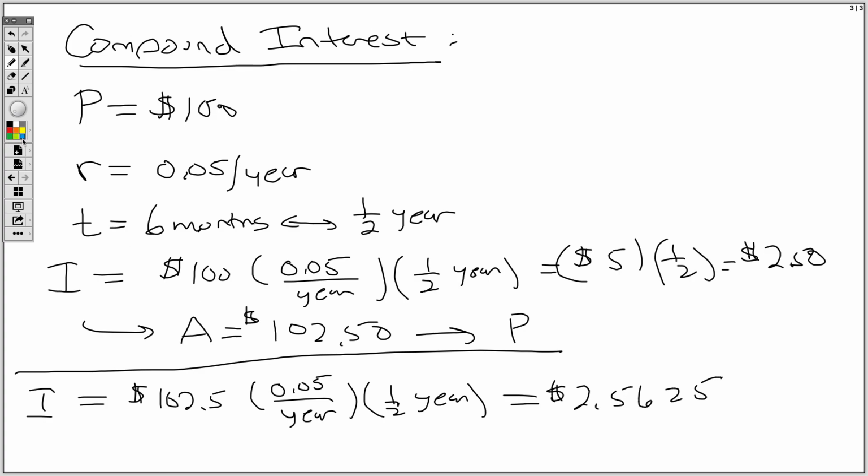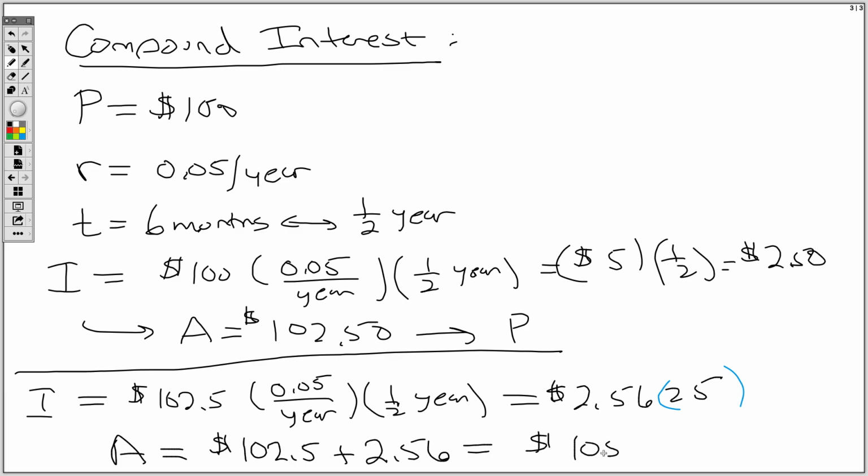Now you're probably not going to get that. If we're looking at the amount of money, they're going to stop at 2.56. But notice the amount that you would have at the end of the year doing this is you get an extra 6 cents. Okay?